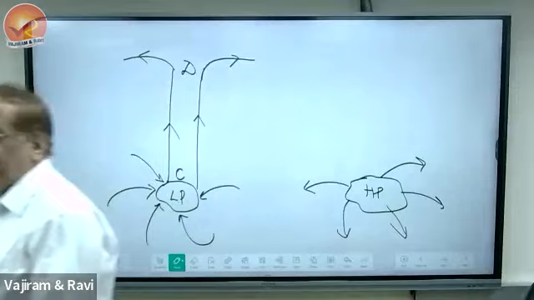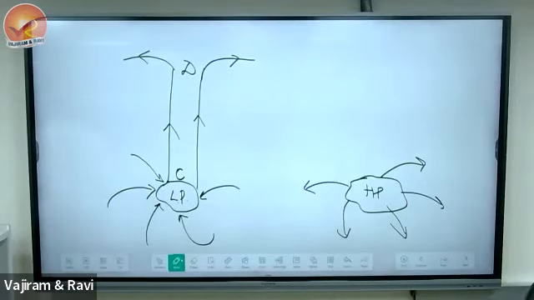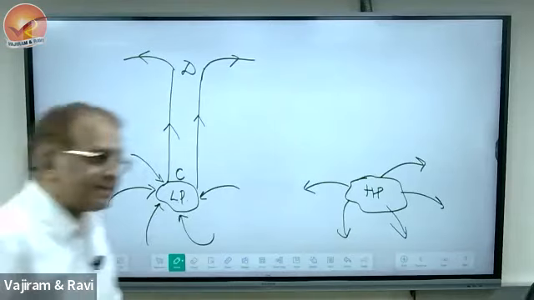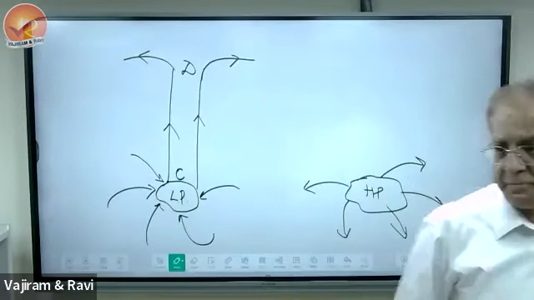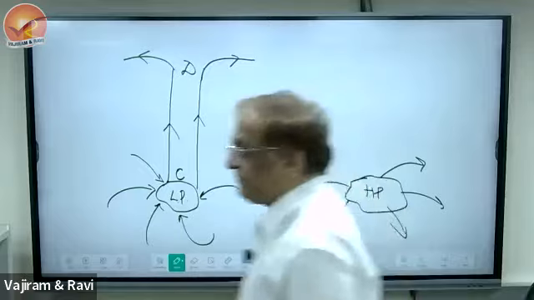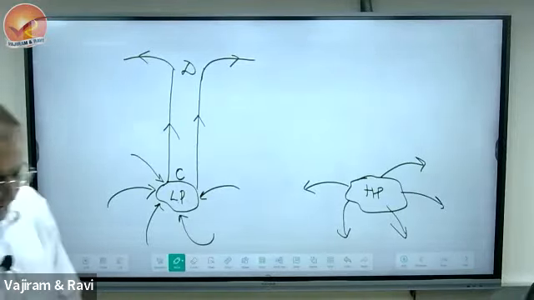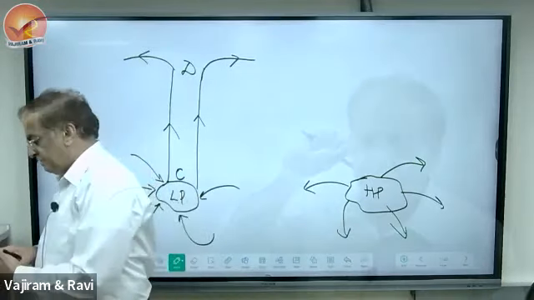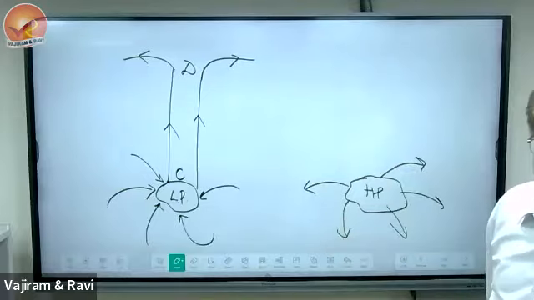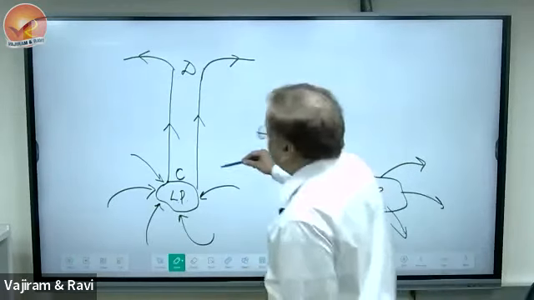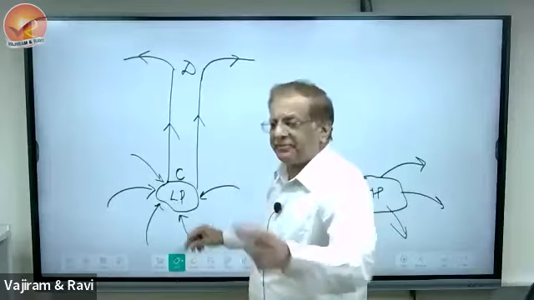So please write, for a zone of convergence near the Earth's surface, means lower troposphere, put a comma, there is a zone of divergence in the upper troposphere. There is a zone of divergence in the upper troposphere. Please make this rough sketch. Okay, first make the diagram.